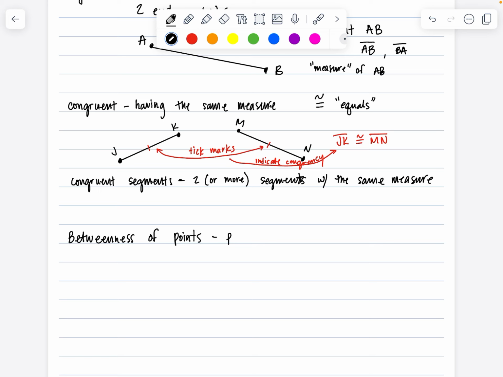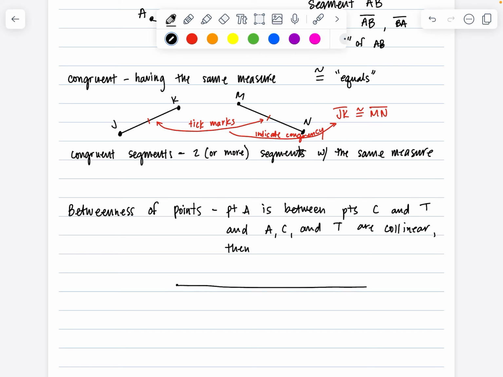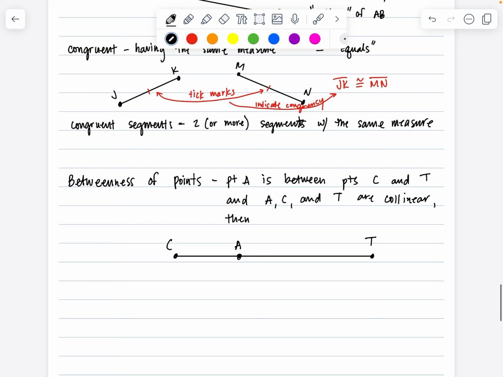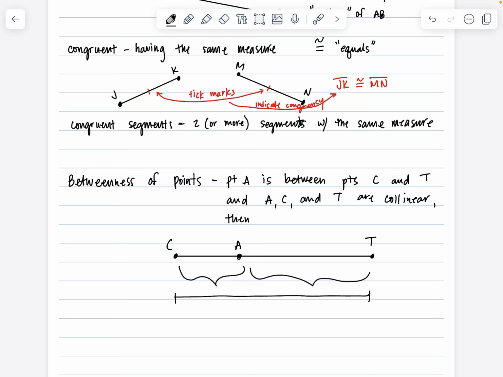Let's say this. Point A is between points C and T. And I should put a period there. A, C, and T are collinear, meaning they're all in the same line. Then we could assume this. So I'm going to draw this out just so we can see it. C and T are 2 points. A is between them, so it has to be in the middle somewhere. It doesn't have to be exactly in the middle. If we have A, C, and T all in the same line, which we do, then we could assume CA plus AT will be equal to all of CT.